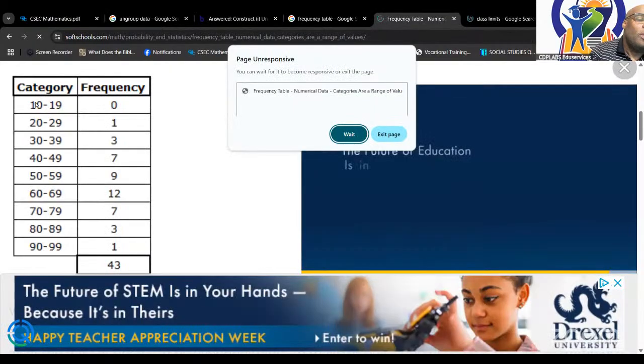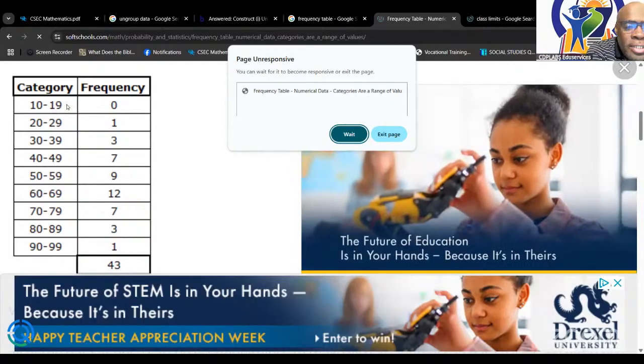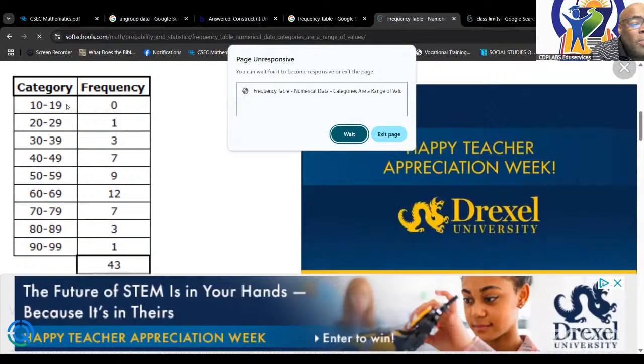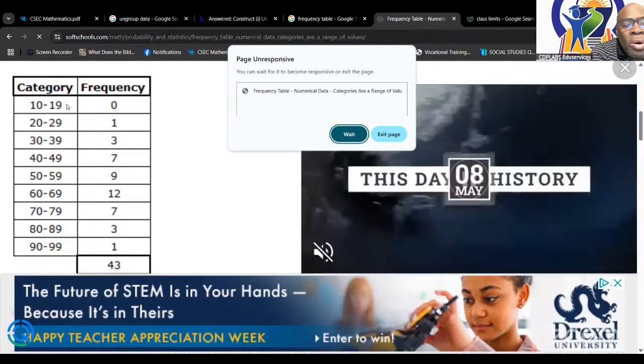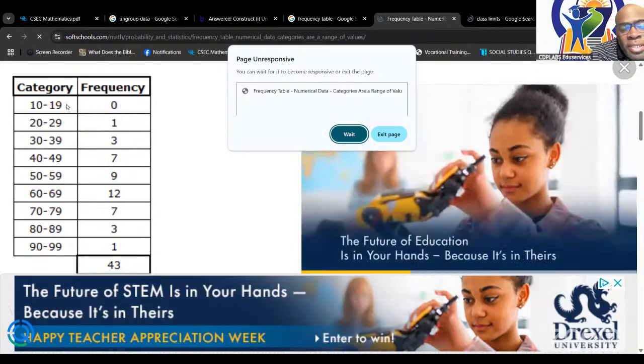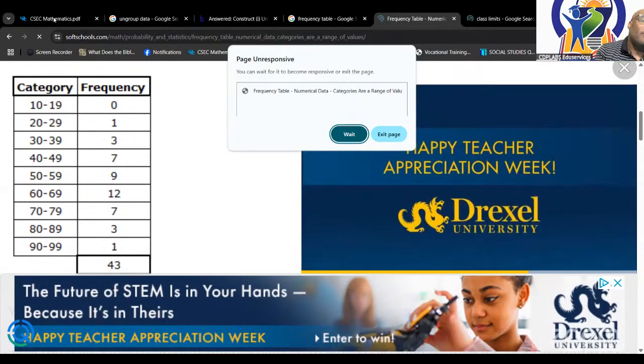in this case, where we have 10 to 19, the number 19 in the class interval 10 to 19 would be the upper class limit, and the number 10 would be the lower class limit. All right?